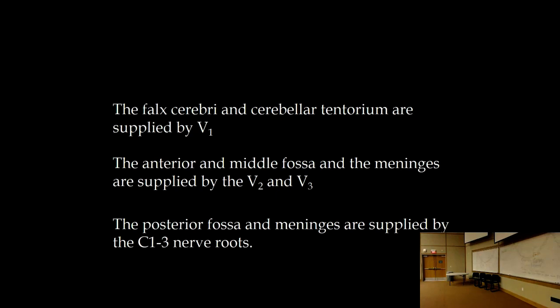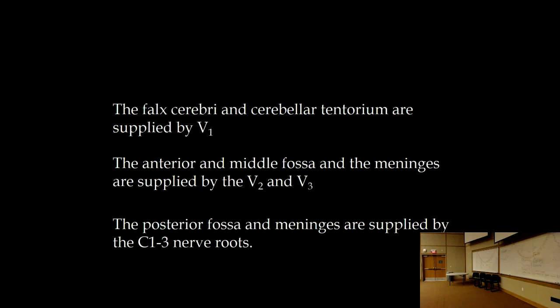Now, in terms of what the trigeminal nerve supplies inside the cranium, this is quite important when we talk about migraine headache later. The falx cerebri and cerebellar tentorium, which we've talked about quite a bit so far, are supplied by the V1 distribution of the trigeminal nerve. The frontal lobes project into the anterior fossa, and the temporal lobes rest in the middle fossa. The meninges here are supplied by the V2 and V3 branches of the trigeminal nerve. Once we're under the cerebellar tentorium, in the posterior fossa, this whole area is supplied by the C1 to 3 nerve roots.